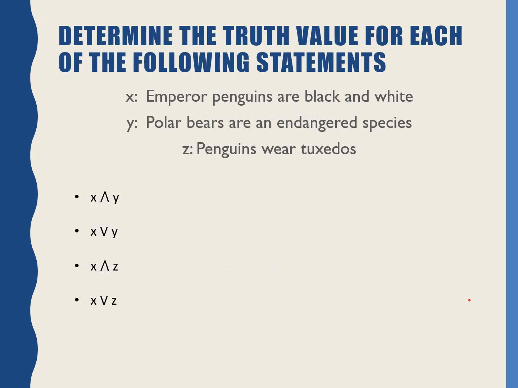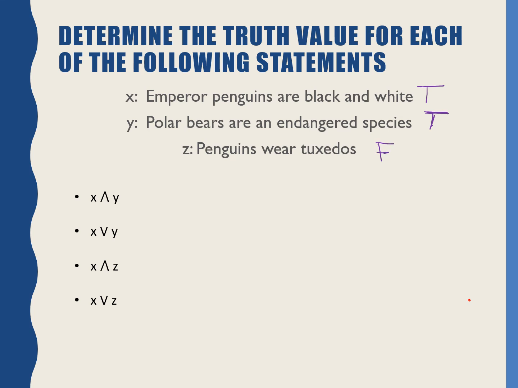All right, so determine the truth value for each of these statements. So X, emperor penguins are black and white. So that right away, we can say that that is a true statement. We're just going to start right there. Okay. Polar bears are an endangered species. This is true. And penguins wear tuxedos is false.